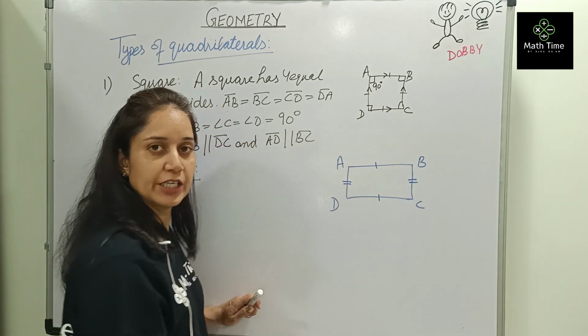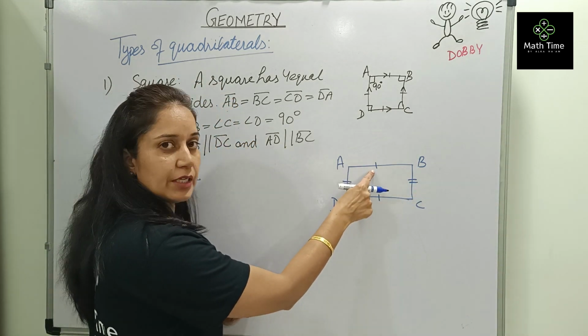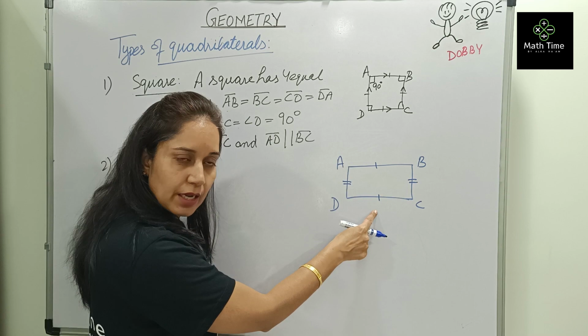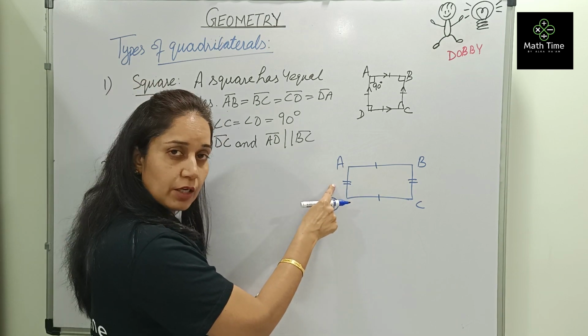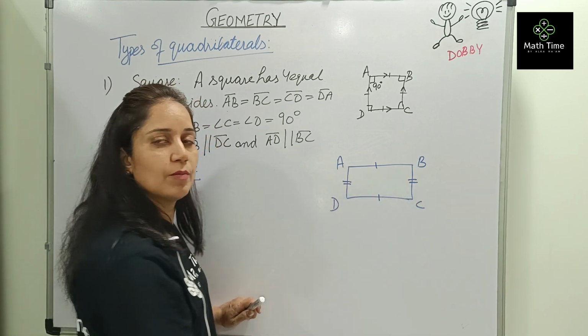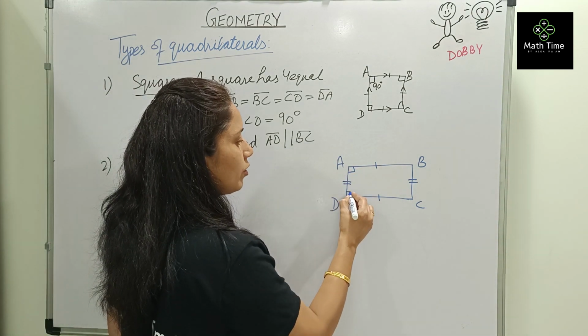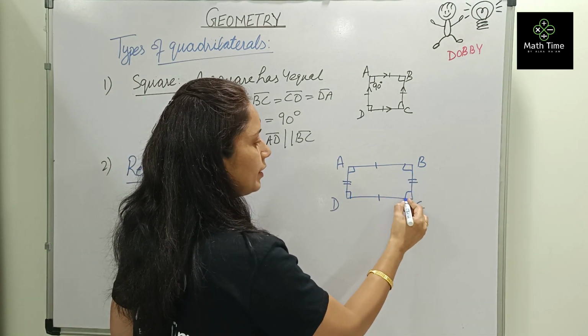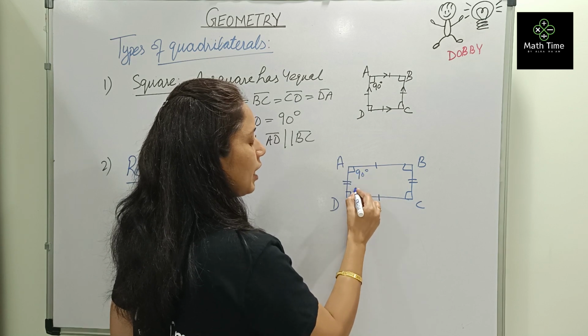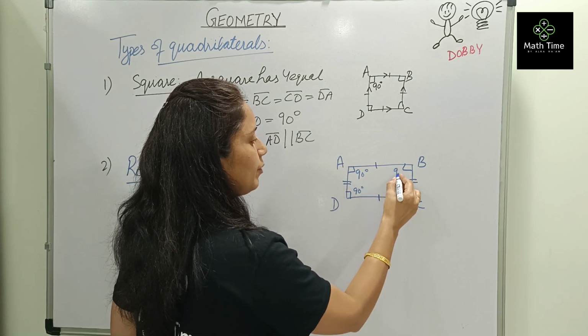See, I have changed the mark. That means single mark line is equal to single mark line. Double mark equating line is equal to double mark equating line. Apart from that, all the corner angles are 90 degrees. They are falling on each other at perpendicular.